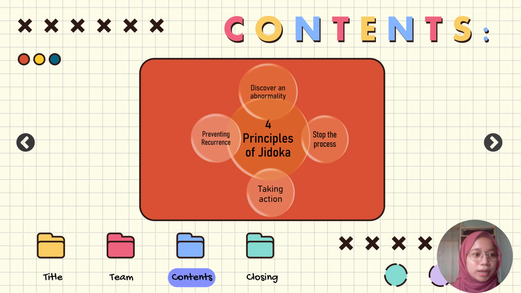The last one is preventing recurrence. When quick fixes enable production to go on, managers should look into the problem to enforce a permanent solution. When the given time runs out and the issue still persists, a designated team should conduct an investigation to address the root cause and continue production as soon as possible.